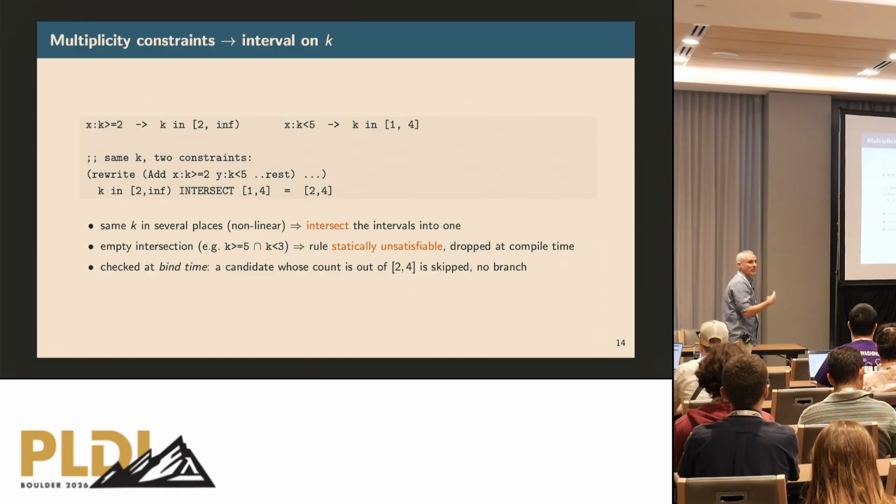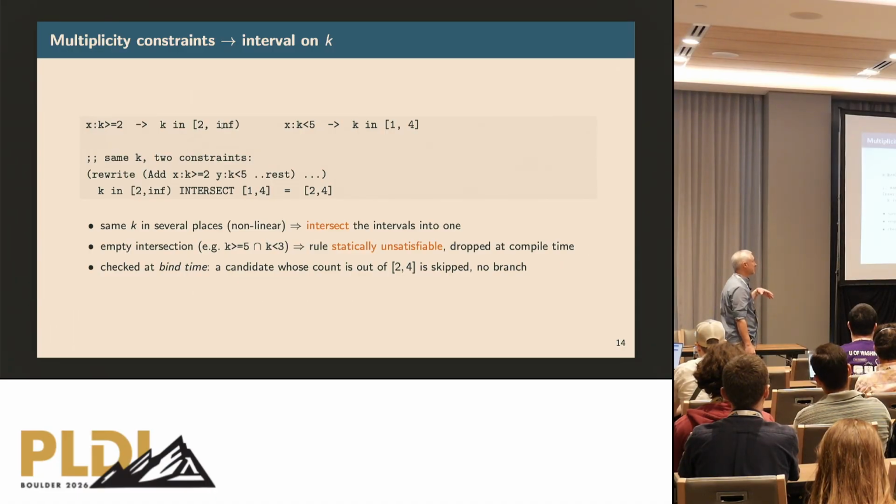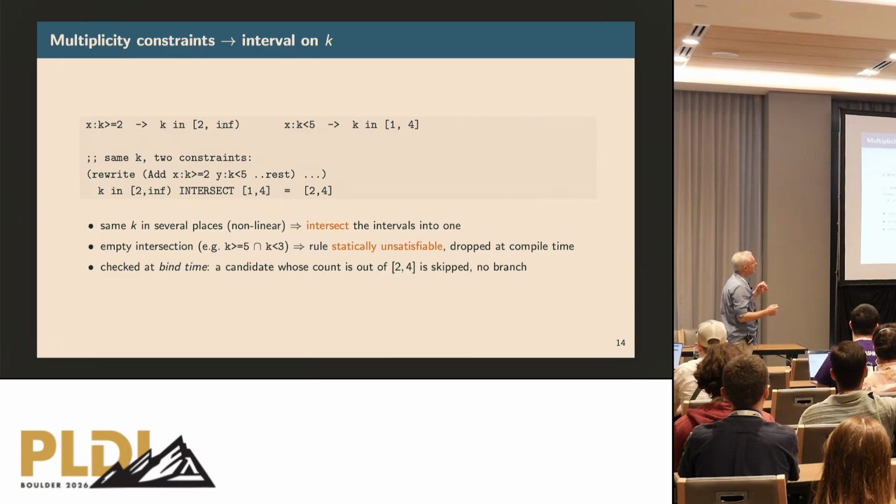We can also add multiplicity constraints in the language. So you can say I want to match X, but only if multiplicity is superior or equal to some constant. And then when you have multiple uses of the same variable with different constraints, we integrate all these constraints into an interval, and we basically filter on the fly the matches that don't satisfy that constraint.